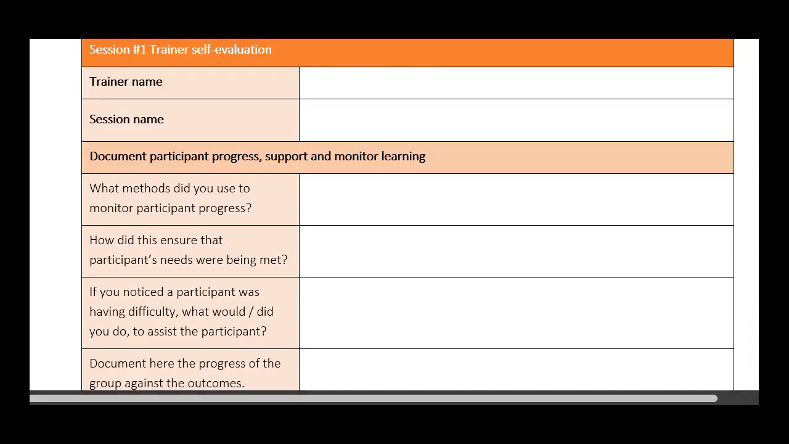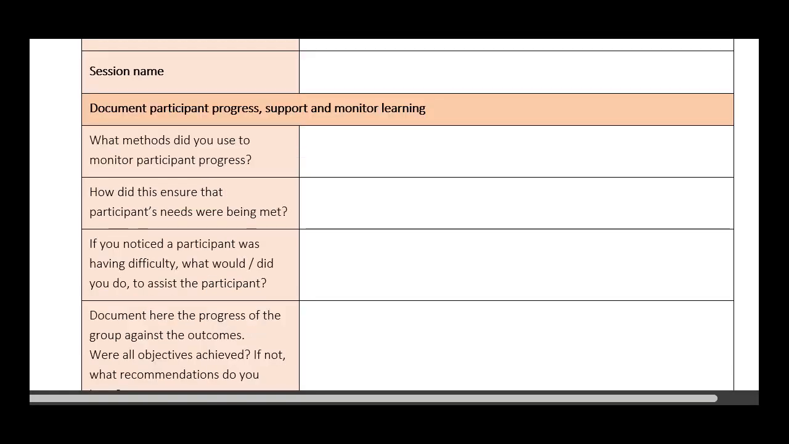So you can see in here, it's what methods did you use to monitor their progress during the session. And it could be just as simple as I watched their body language, or I've watched them perform the task and I gave them feedback, they self-corrected. There's lots of different things that you could put in there. How to ensure that the participants' needs were being met, and that might be based on some special needs that you may have identified earlier before the session was undertaken.